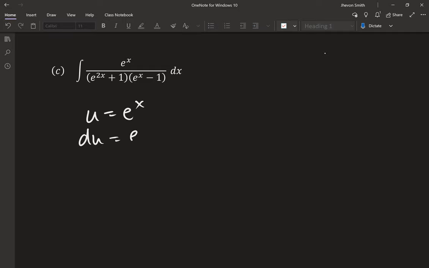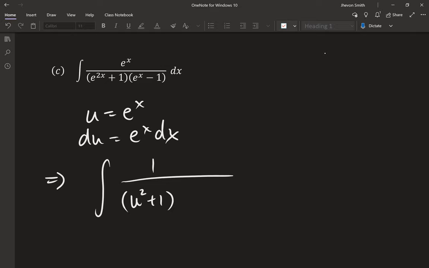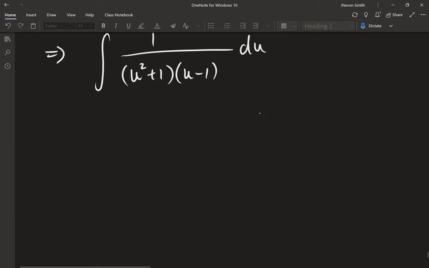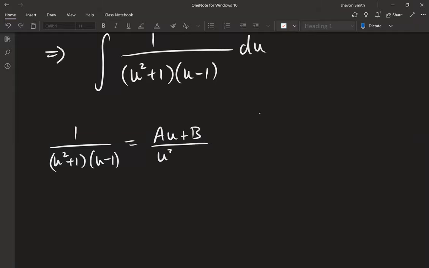Your du would be e to the x dx. And so this integral would now just become 1 over u squared plus 1 times u minus 1. Now, this one is going to be a little bit harder to find the parts with. So I go over here, just do that separately. 1 over u squared plus 1 times u minus 1. I'm going to think of that as a u plus b over u squared plus 1 plus c over u minus 1. I can do the cover-up method. I know the c is going to be equal to, cover up the u minus 1 and plug in 1, a half.